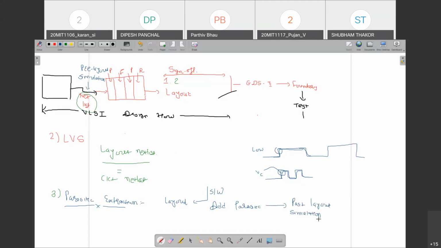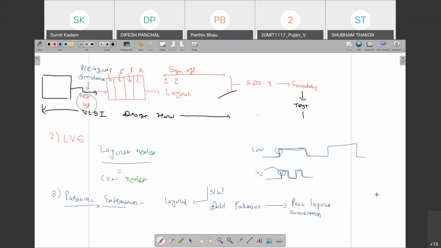Is there any difference in post-layout and pre-layout? Suppose we are checking some parameter, let's say speed. Is the pre-layout result the same as post-layout or different? Different. Why is it different? After adding parasitic capacitance, there will be a little bit of difference. Yes, exactly. In the pre-layout, we just check without parasitic.